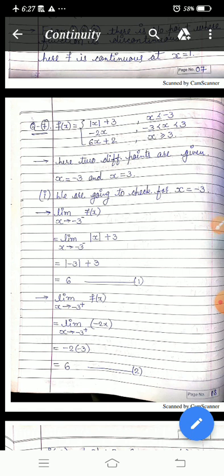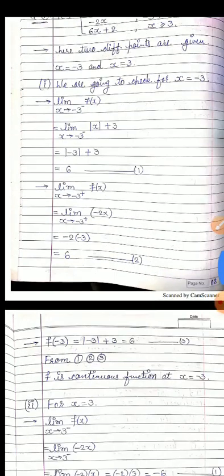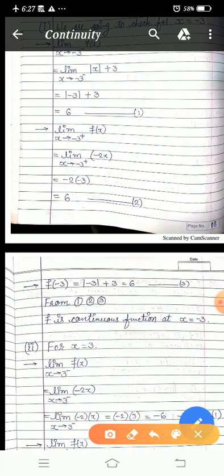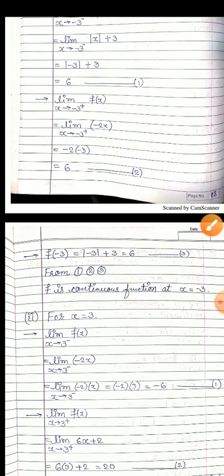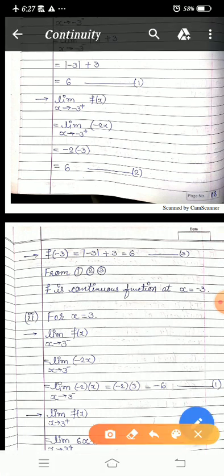Both values of equation 1 and 2 are the same, so we need to find the value of the function at the given point. The value of the function at point minus 3: whenever we take x equals to minus 3, then the function will be equal to mod of x plus 3. So f of minus 3 equals mod of minus 3 plus 3 equals 6. So from equations number 1, 2 and 3, we can say that the given function is a continuous function at the given point x equals to minus 3.